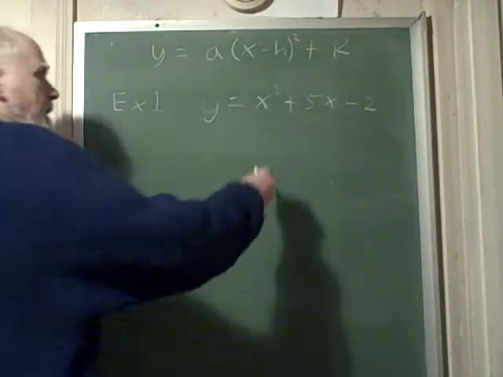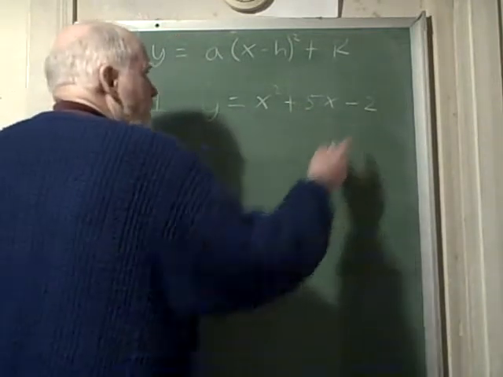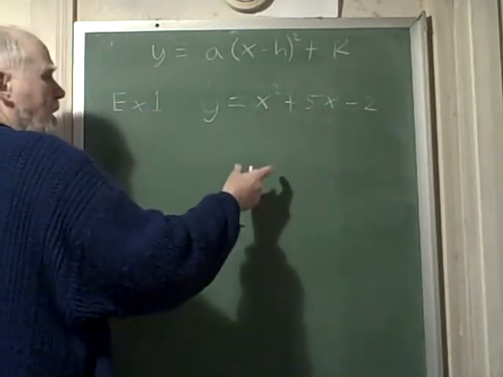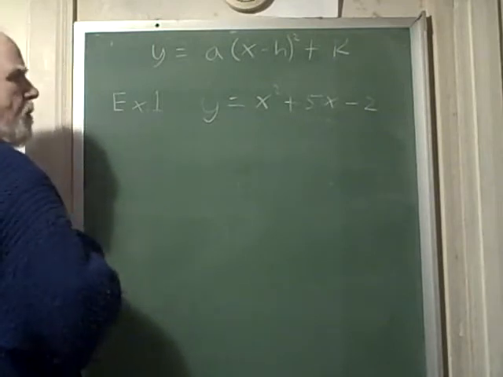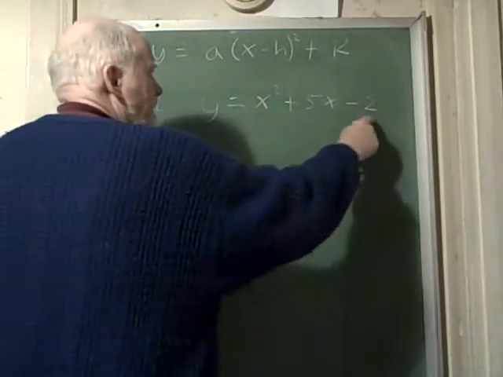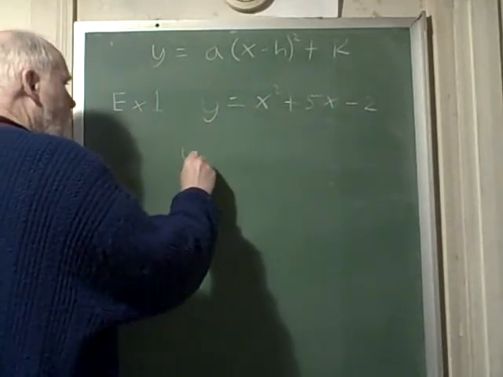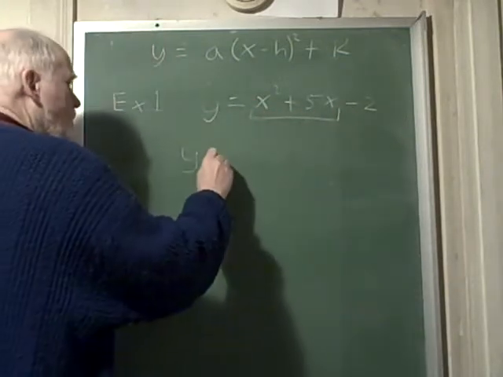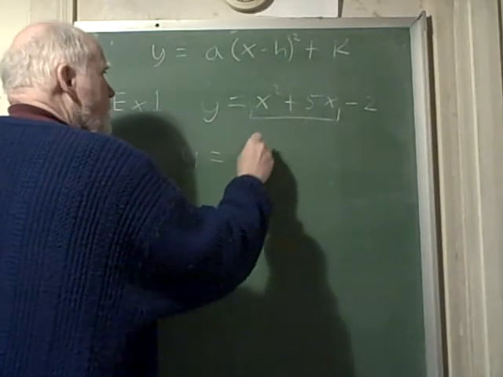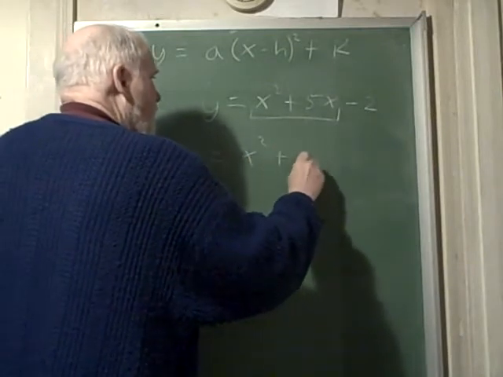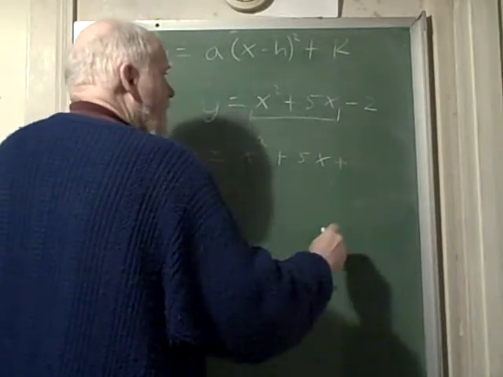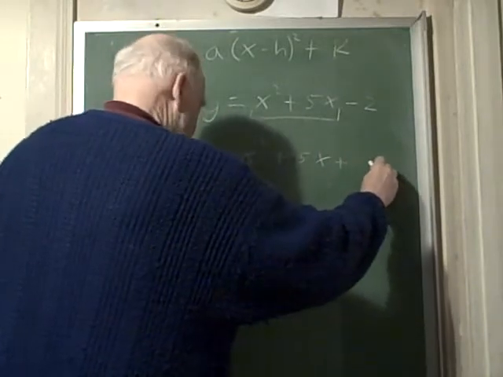Now the first thing I'm going to do is I want to create a perfect square trinomial. In other words, I want to create a trinomial such that it will factor into a binomial squared, and obviously this will not do that. So what I'm going to do is complete the square on these two terms. And so I write y equals x squared plus 5x, plus the number I need, minus 2.